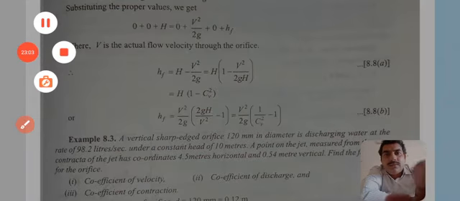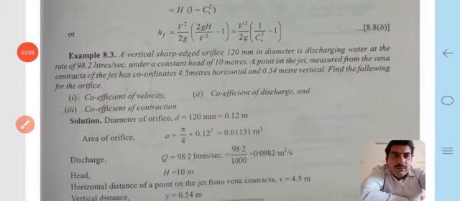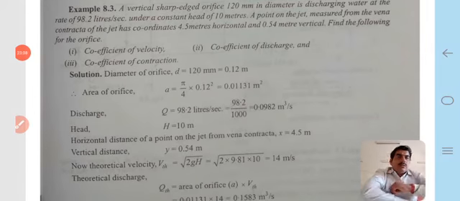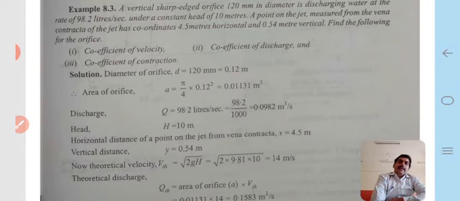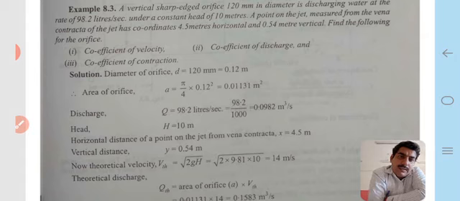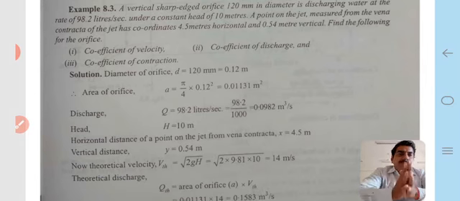Okay class. Now the next example is based on the coefficients. First question.